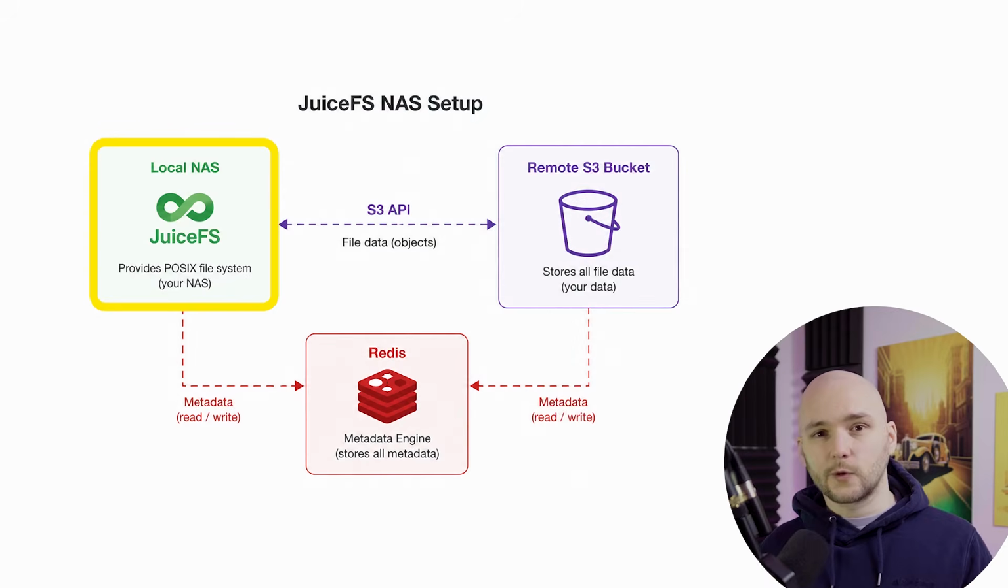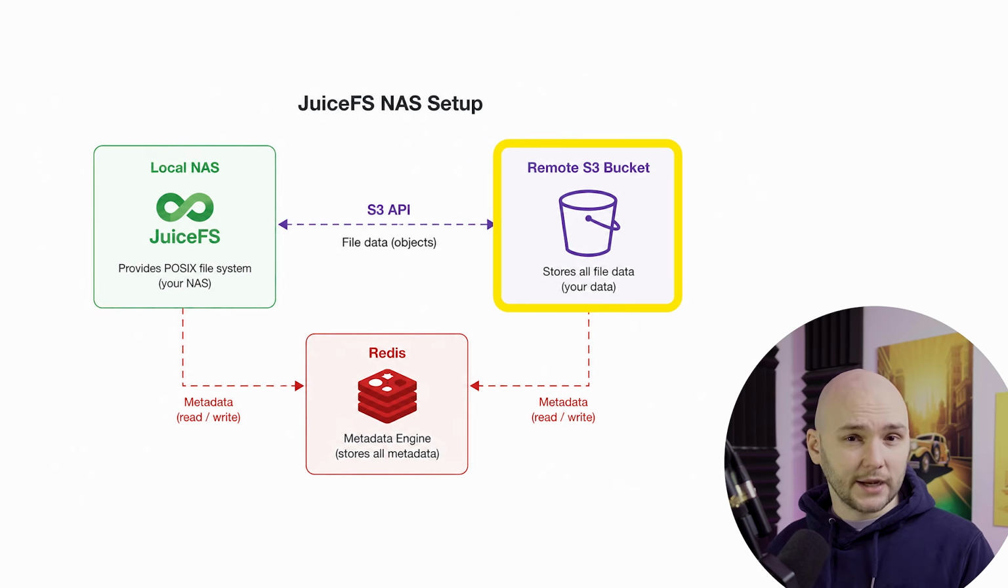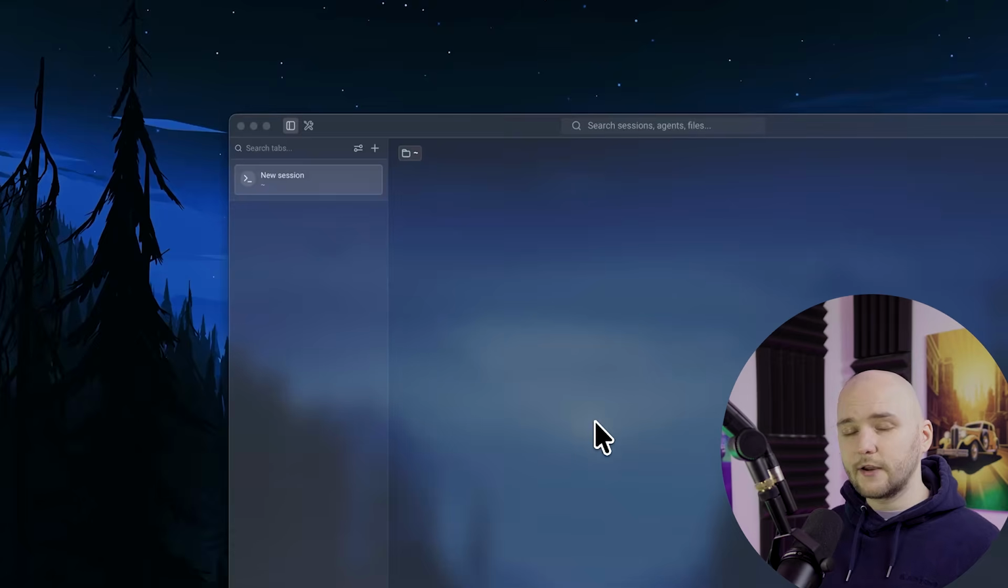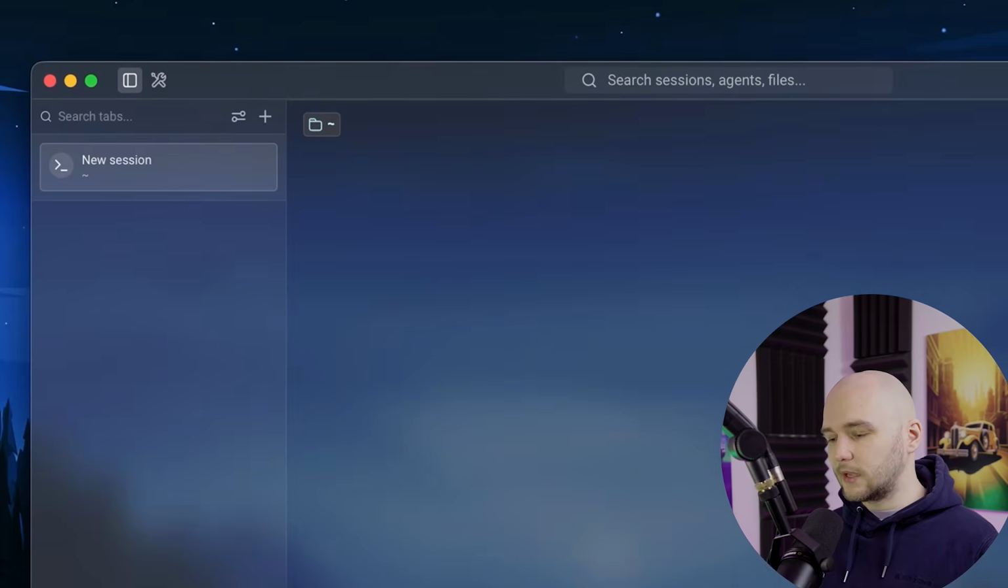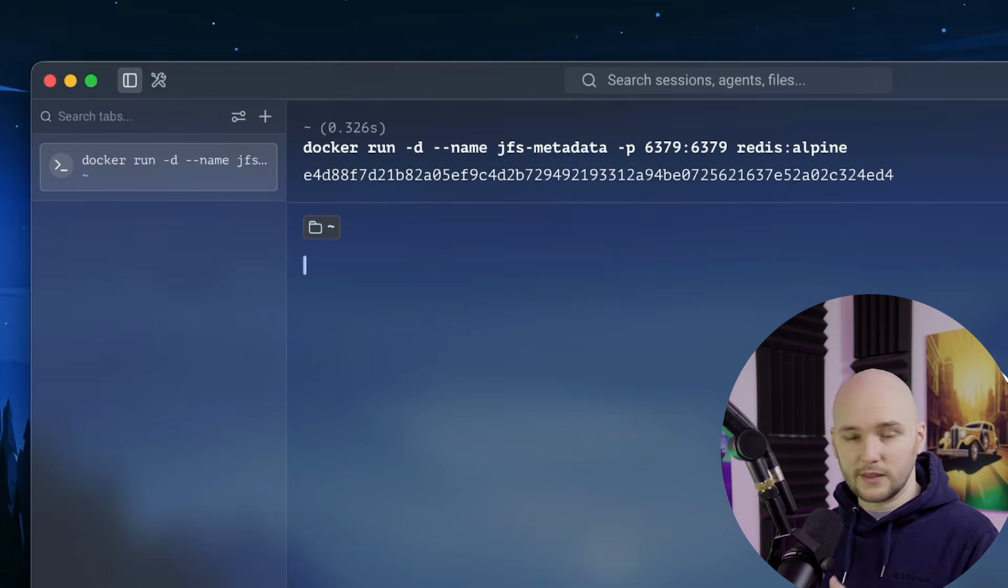So for this demo, I'm going to set up a local network attached storage, or NAS, which will host all my data in my own remote S3 bucket, and we'll use Redis as our metadata engine. The very first thing you want to do is spin up a Redis instance with Docker, and you can easily do that with this command.